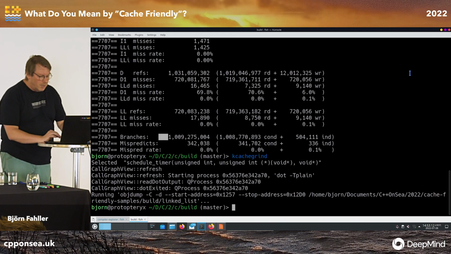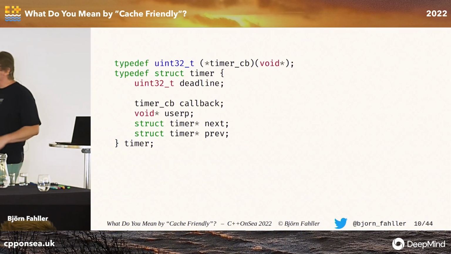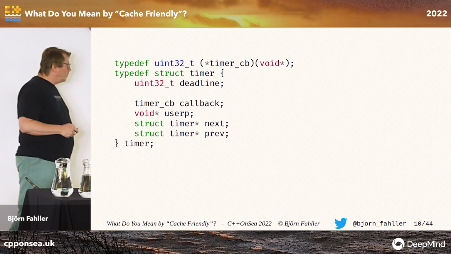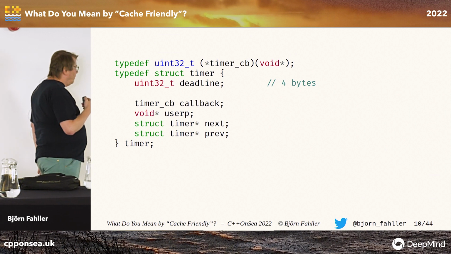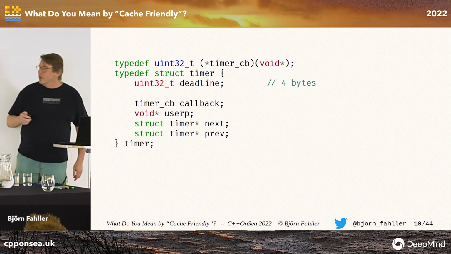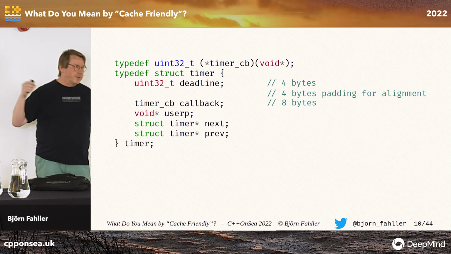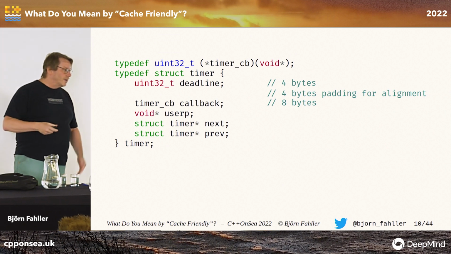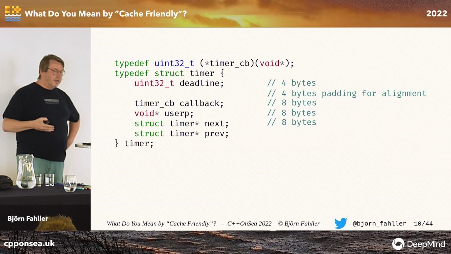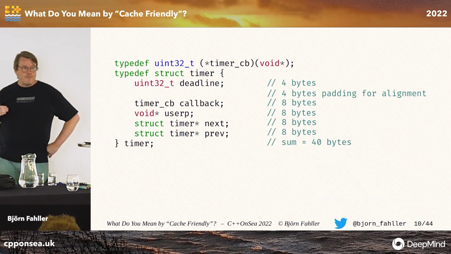So let's try to see, what does this actually mean then? We have our timer struct here. What can we make of this? uint32_t deadline, that is 4 bytes. And we have 4 bytes of padding because the callback is a pointer that must be on 8-byte alignment. And we have the user pointer, 8 bytes. And we have our next pointer and prev pointer. So I have a sum of 40 bytes.